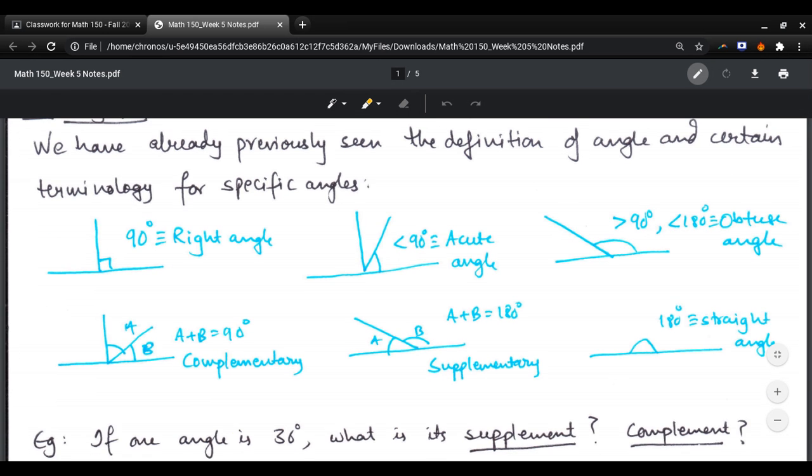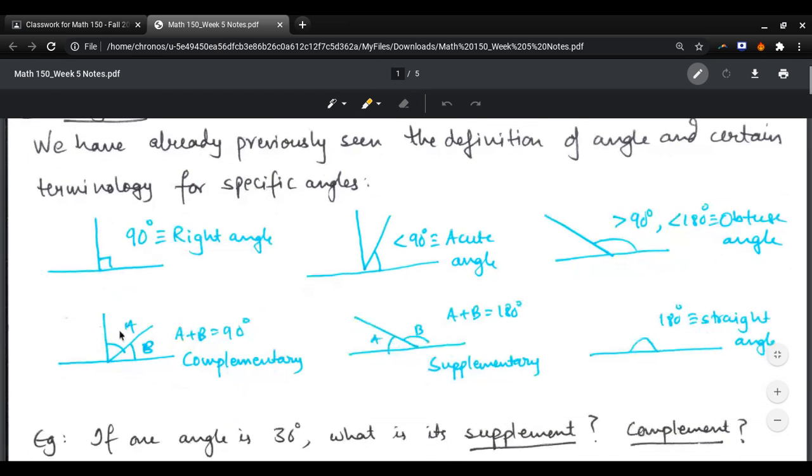A few other things that we saw was that if two angles A and B add up to 90, they are said to be complementary. If they add up to 180, they are said to be supplementary. And an angle of 180 degrees, which is a horizontal line, is called a straight angle.